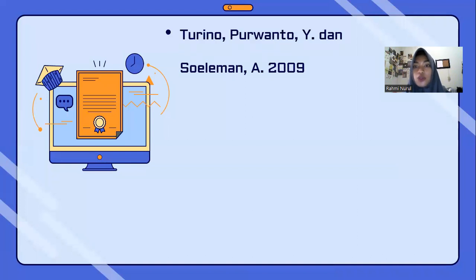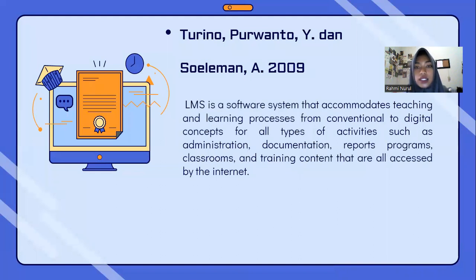And we have Turino Purwanto and friends, 2009. They're talking about what software is used in learning. One example is LMS. LMS is a software system that accommodates the teaching and learning process from the conventional to the digital concept. Actually, LMS is not the only one. There is another software that can be used in the e-learning system.